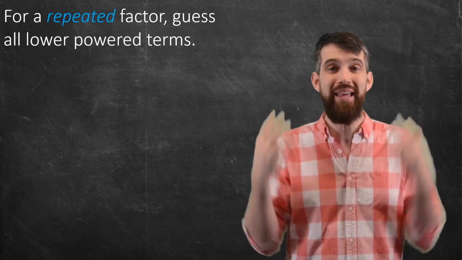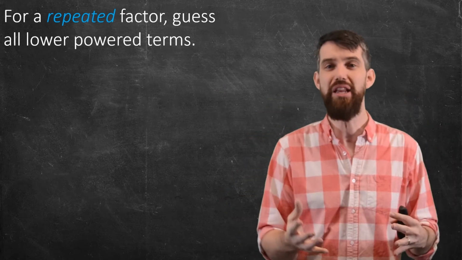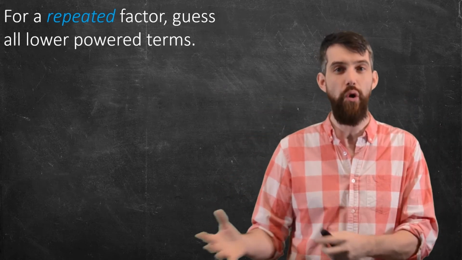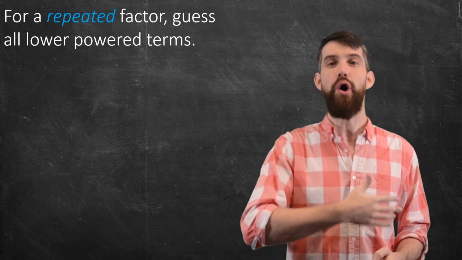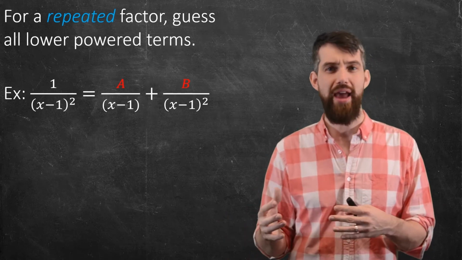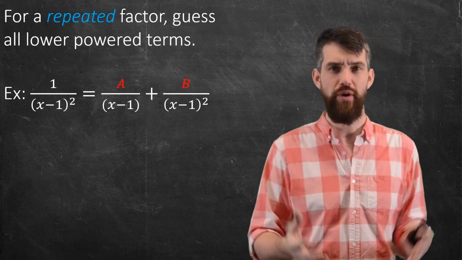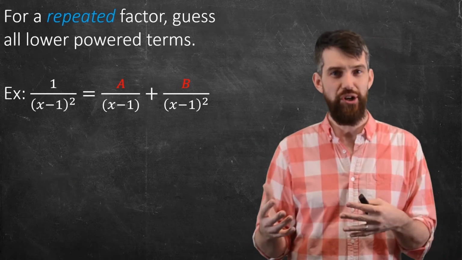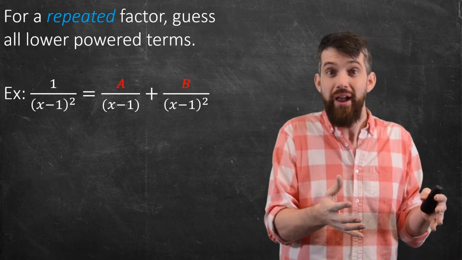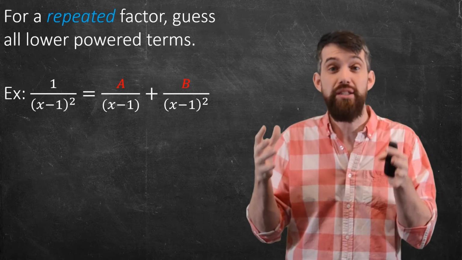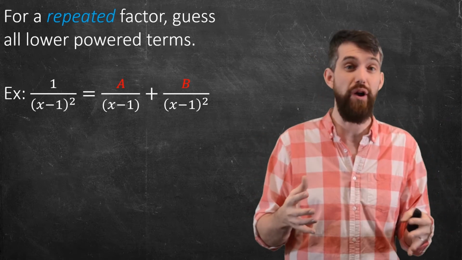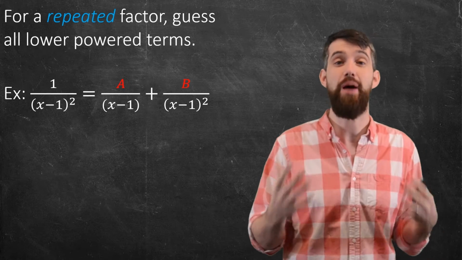So if I have a repeated factor, that is the same linear factor but multiple times over, then what I have to do is guess all powers of it. What I mean by that is if I have something like a over x minus 1 squared, I want to guess a term that's got x minus 1 in the denominator and a term that's got x minus 1 squared in the denominator. And for both of those, I put a constant a and b up on the top.